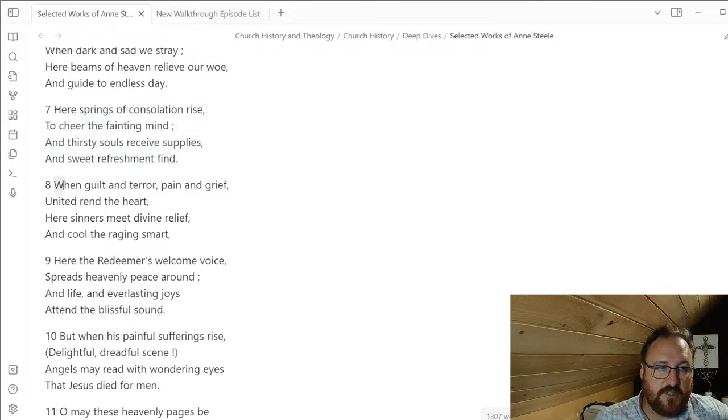And so she continues on in the eighth stanza. "When guilt and terror, pain and grief, united rend the heart, here sinners meet divine relief and cool the raging smart."